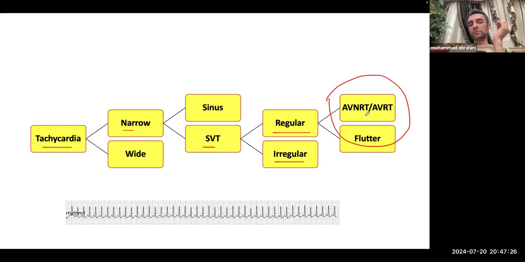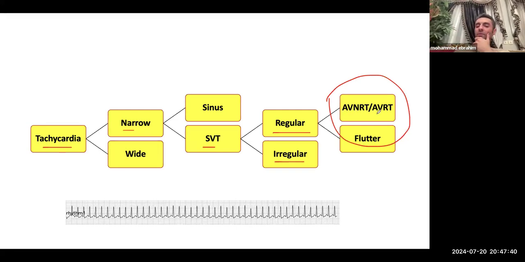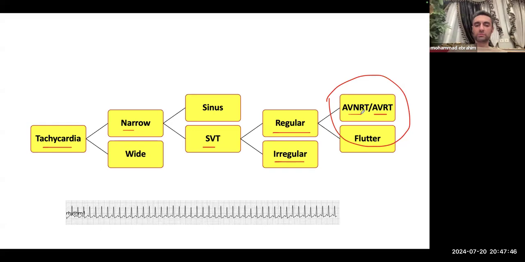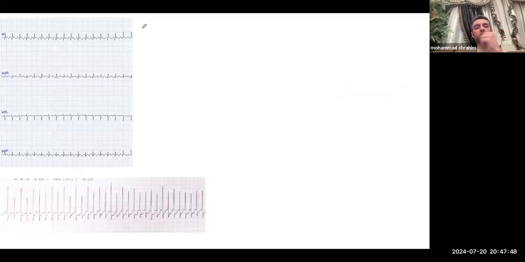Just know there are types of SVTs, and if it's regular, narrow complex, it's either AVNRT, AVRT, or flutter. Usually flutter is regular. It could be irregular, but it's usually regular. AVRT is usually regular. AVNRT is usually regular, but rarely it's irregular, very rarely. So we'll not talk about rare stuff.